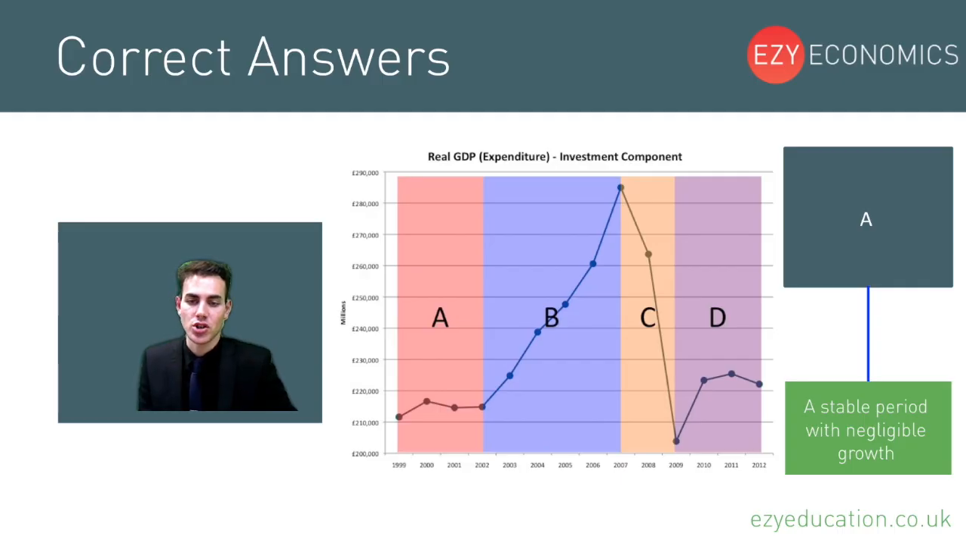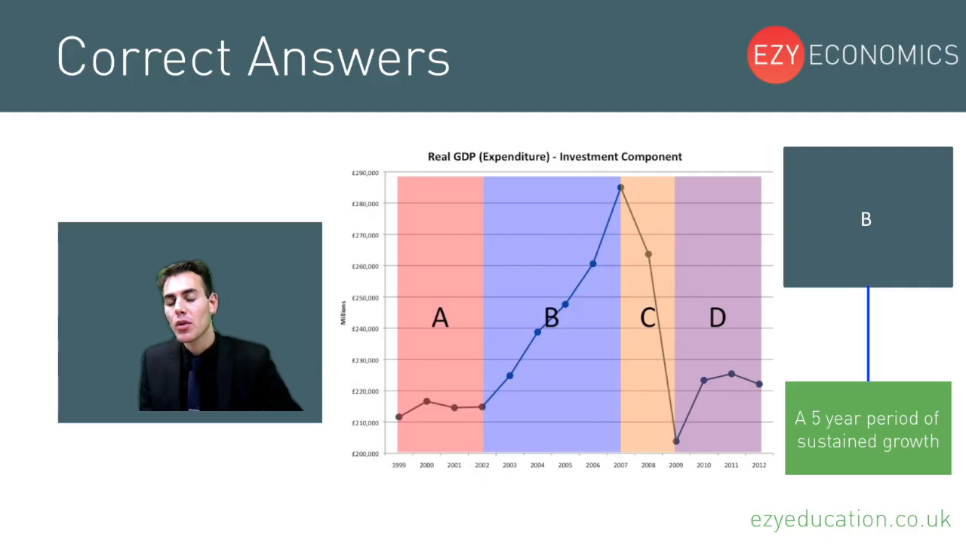Period B, best description of that was a period where there was a 5-year period of sustained growth. You can see from period B almost the slope in an upwards direction, which shows that the investment component of real GDP is increasing, was almost linear. It almost signifies that this was a constant sustained growth period for 5 years, which is how long the period of B was. So that's the best description for B.